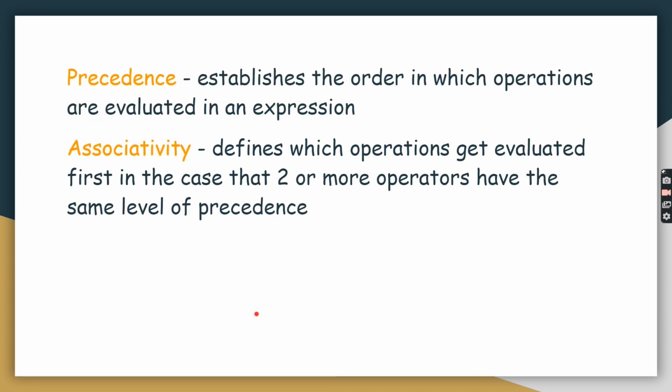Well, before we can answer that question, we're going to cover 2 key terms that we will use for the rest of these videos. The first one is precedence, which just establishes the order in which the operations are evaluated in an expression. It says which operator is the first one to be operated, and so forth. Associativity, on the other hand, defines which operations get evaluated first in the case that 2 or more operators have the same level of precedence. We'll see an example of what we mean by precedence and associativity.